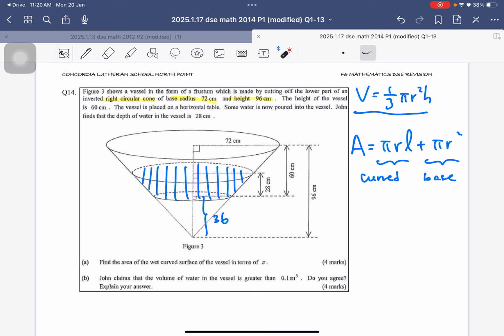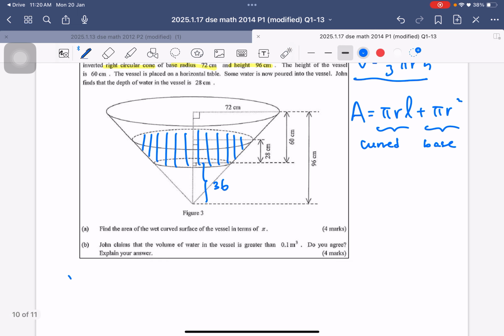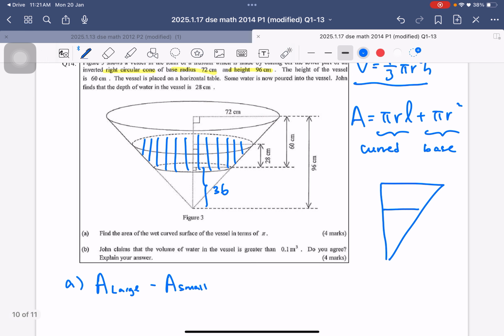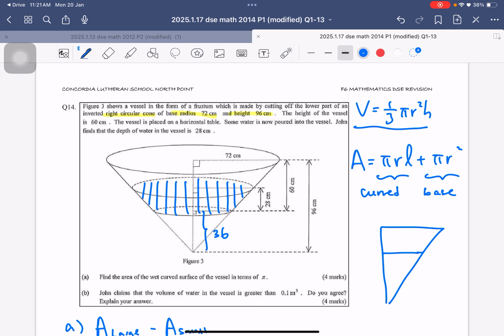Yes, so the area for part A is going to be the large cone minus the smaller cone, isn't it? Then we draw it out. This is the small cone. We ignore the largest part. What is the height of the small cone? 36. We have to find the small height.